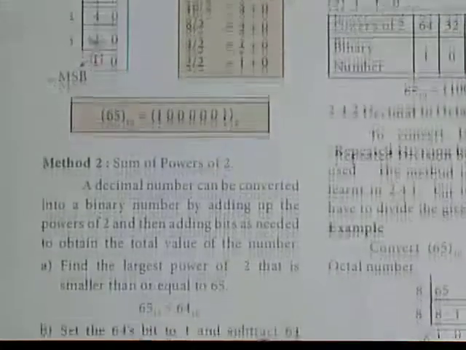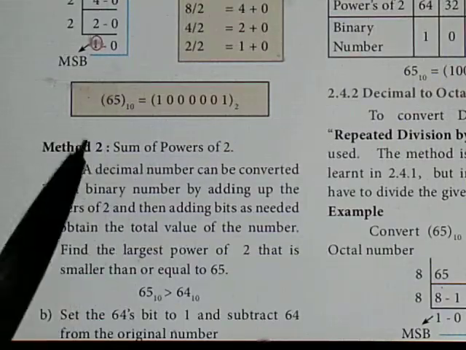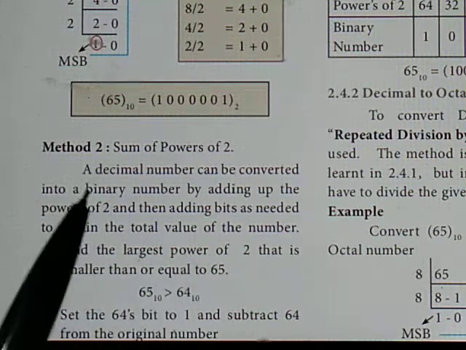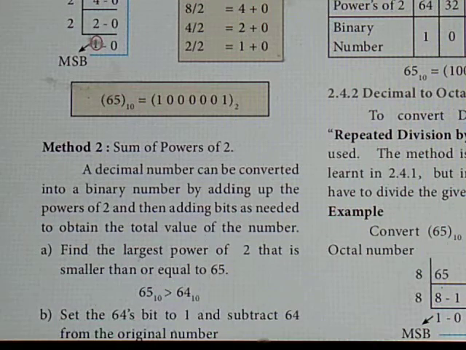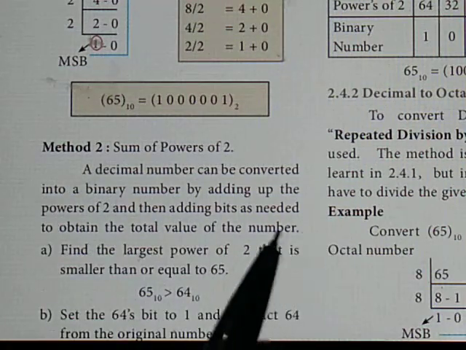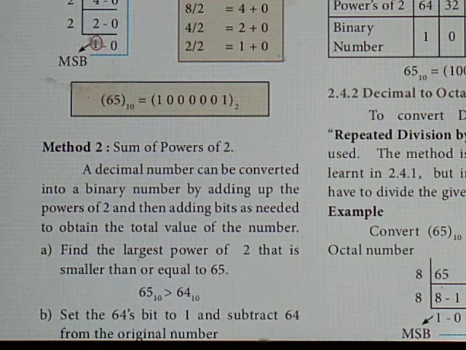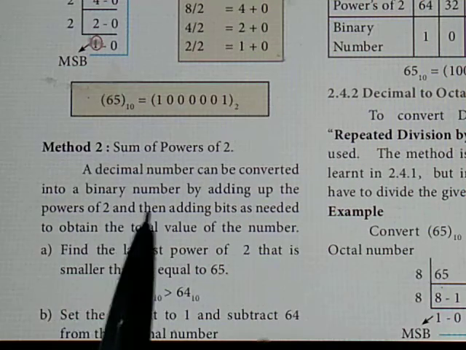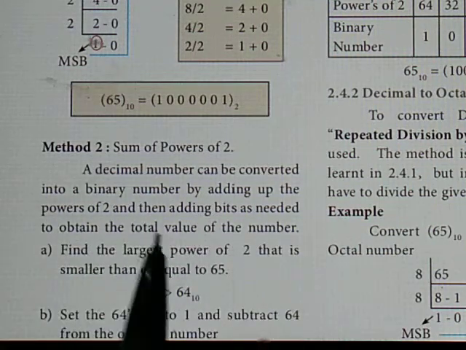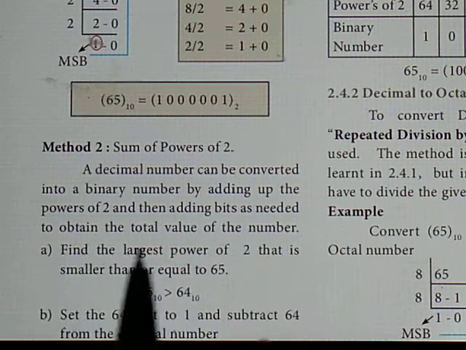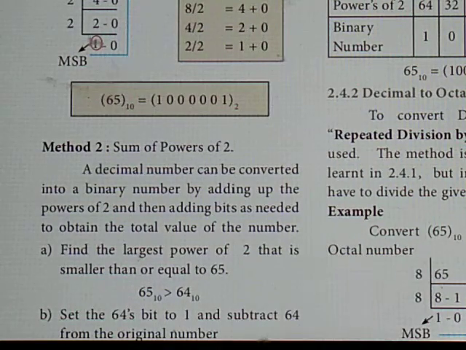Another method is the sum of powers of 2. What is it? It means we take 2 power 0, 2 power 1, 2 power 2, 2 power 3, like that. For binary numbers we multiply by 2 power 0, 1, 2 like this. A decimal number can be converted into a binary number by adding up the powers of 2 and adding bits as needed to obtain the total value of the number. So we are going to take the values of the powers of 2.